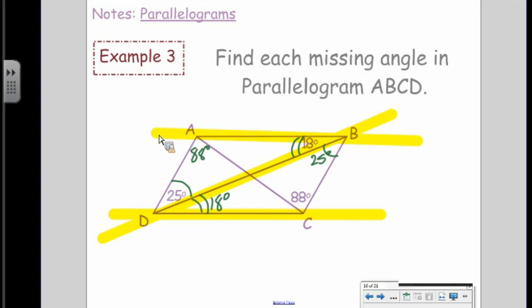We have that one angle left. Now, someone might argue that we could add up all those numbers, subtract it from 360, and divide by 2, right? That's one way we could do it. Or we could look at triangles.